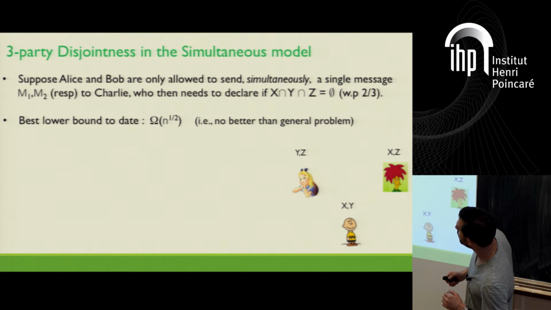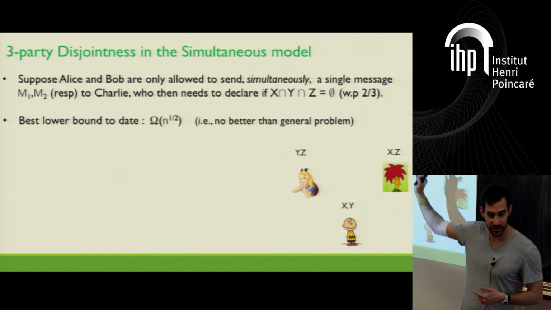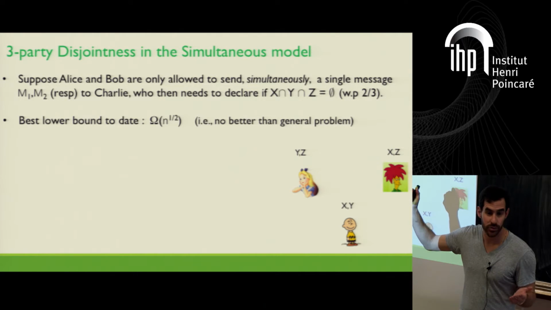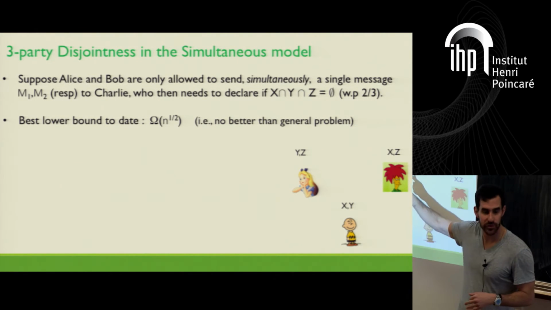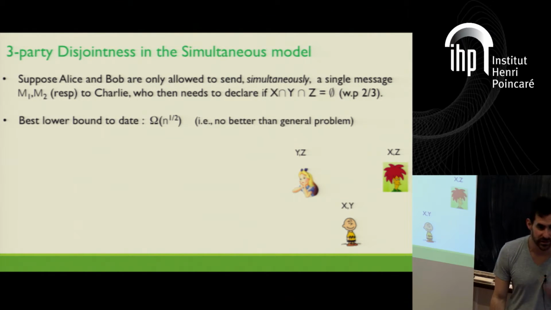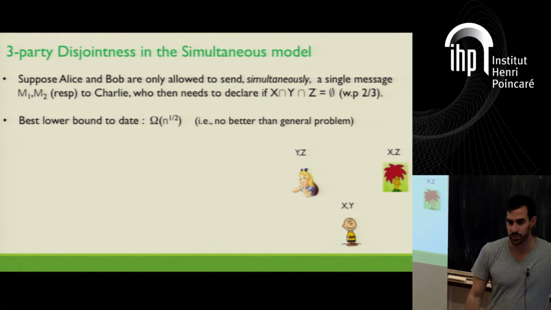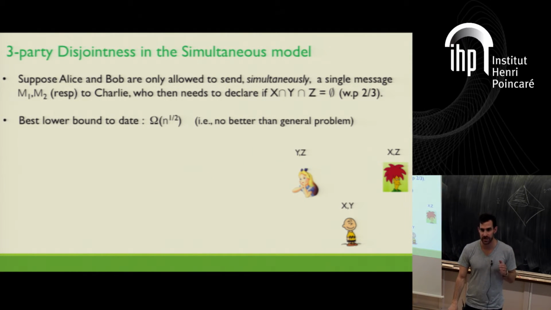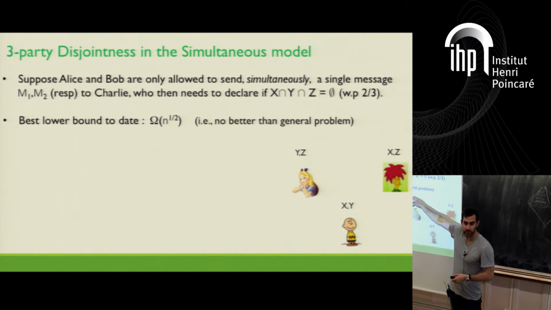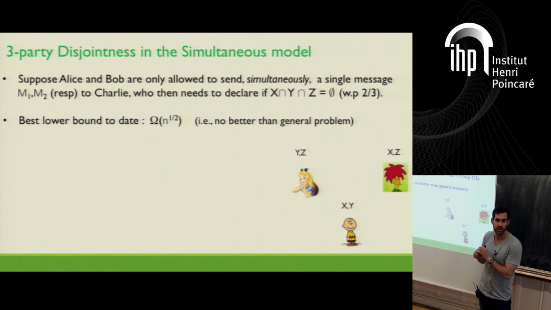Okay, so what is the best lower bound we know in this model? Still only root n, which is not better than what we know for the general model. However, the proof for this root n is easier than the Sherstov root n proof for arbitrary protocols. I won't sketch it, but still, at least in my opinion and a few others', beating this root n, even for this simultaneous model, will be a nice step towards the general problem.